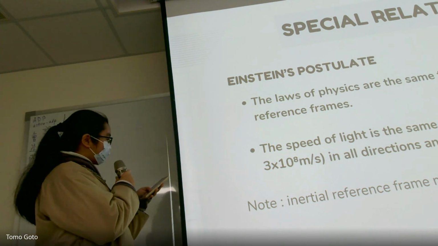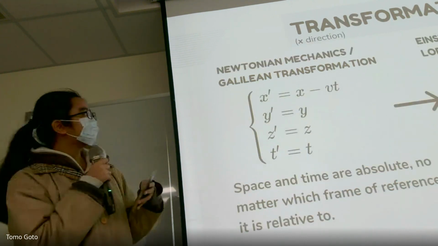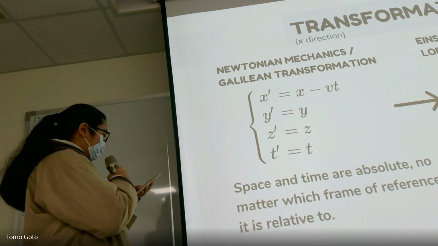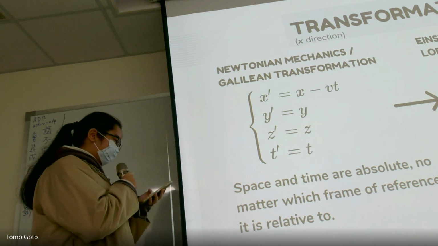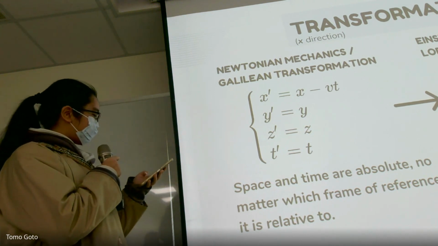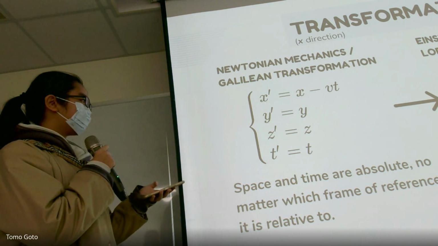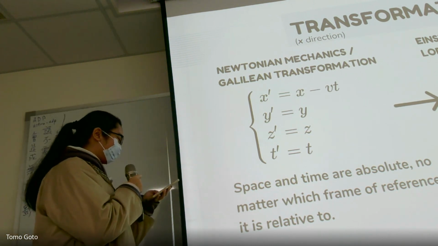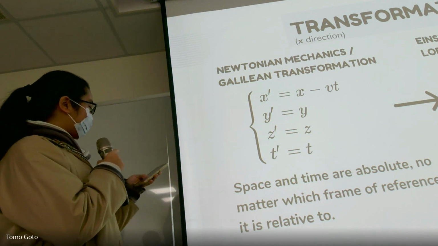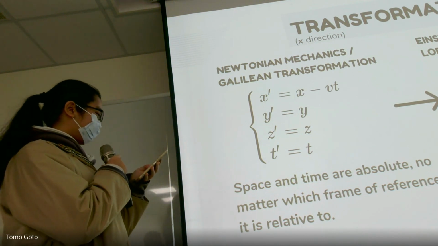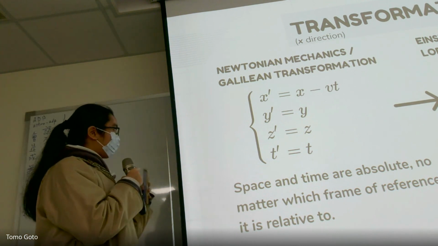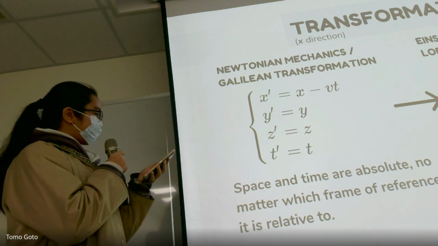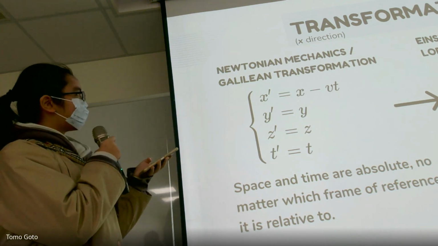In classical physics, we use Galilean transformations to describe the relative motion between two objects. It implies that space and time are absolute, no matter which frame of reference they are related to. But this contradicts the second postulate, so we apply the Lorentz transformation.